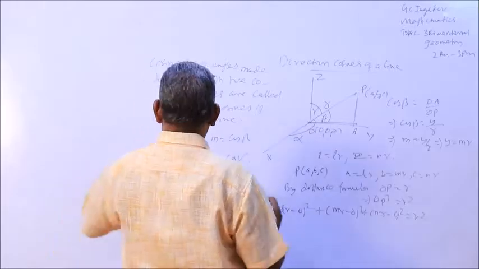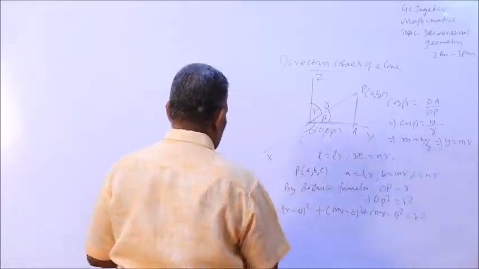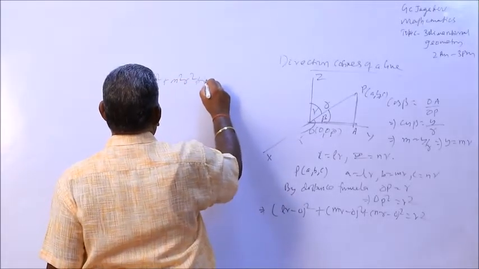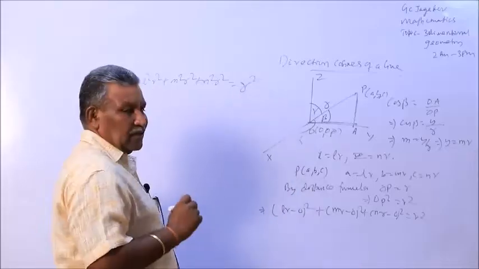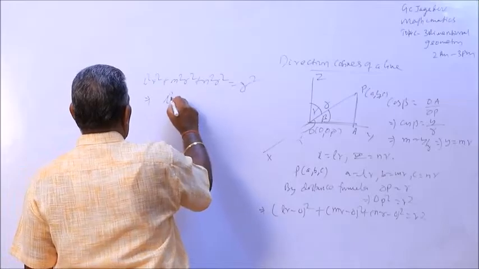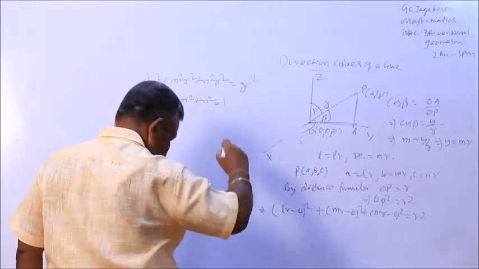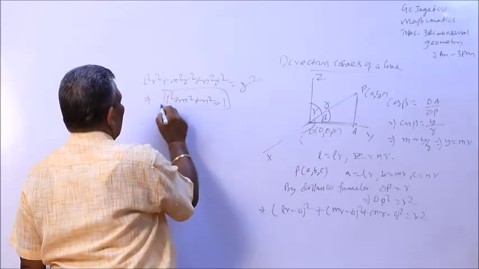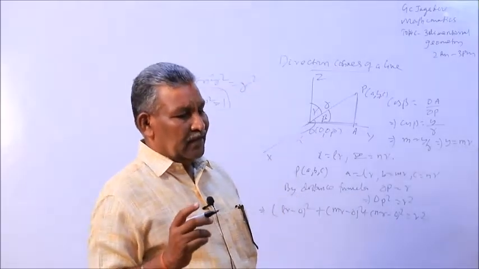So after simplification, this quantity will be L square R square plus M square R square plus N square R square equals R square. So we can cancel R square from each term. That implies L square plus M square plus N square equals 1. So we have a powerful result: L square plus M square plus N square equals 1, if L, M, N are DCs of a line.